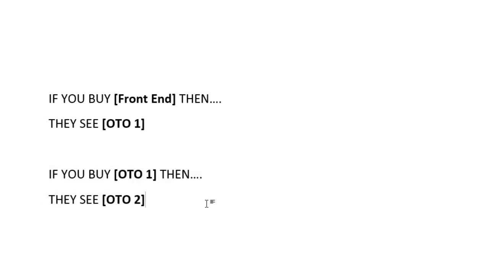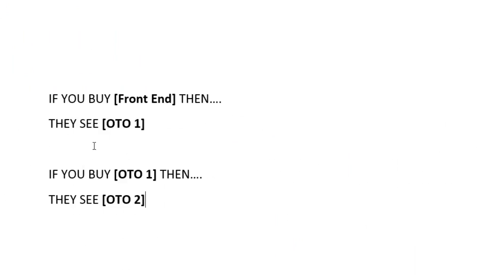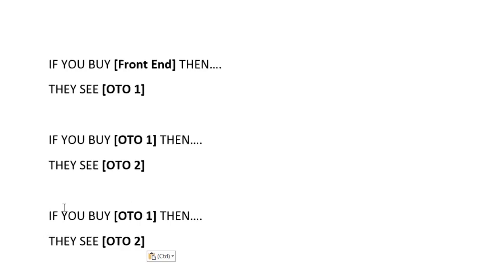Now, what happens if they don't buy that? All right, so let's go back here. If they buy this, then they see this. We see the arrows. Now, if they don't buy that, then they're forwarded here. So let's write that down. So we have this here, here, then they see this, and then they see that. If they do not buy OTO1, then you are sent to the OTO1 downsell, which we can just call downsell 1. All right.